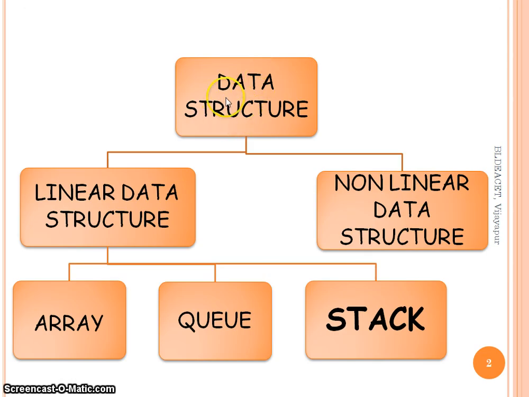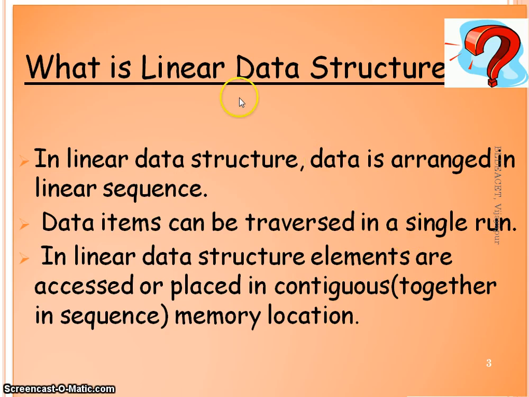Data structures can be mainly divided into two types: linear data structures and non-linear data structures. Linear data structures can again be divided into arrays, queues, stacks, linked lists, etc., and non-linear data structures contain trees and graphs. First we will study what a linear data structure is. In a linear data structure, data is arranged in a linear sequence, and data items can be traversed in a single run. Elements are accessed or placed in continuous memory locations.